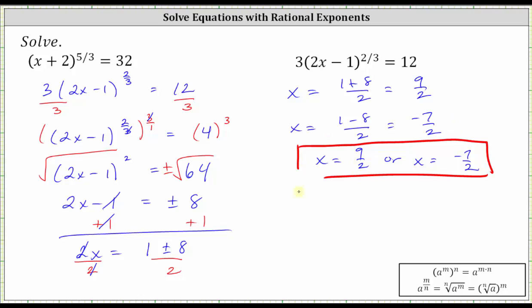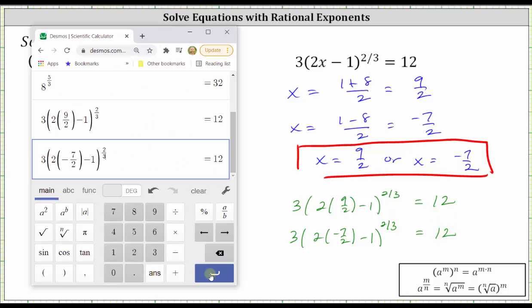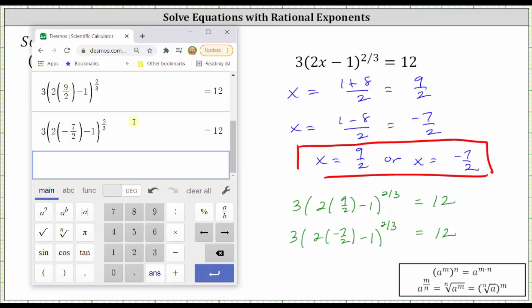Substituting 9 halves, we would have 3 times the quantity 2 times 9 halves minus 1 raised to the power of 2/3 equals 12. Substituting negative 7 halves for x, we would have 3 times the quantity 2 times negative 7 halves minus 1 raised to the power of 2/3, again equals 12. And let's go ahead and verify both expressions on the left are equal to 12. Notice both expressions are equal to positive 12, verifying both solutions are correct.